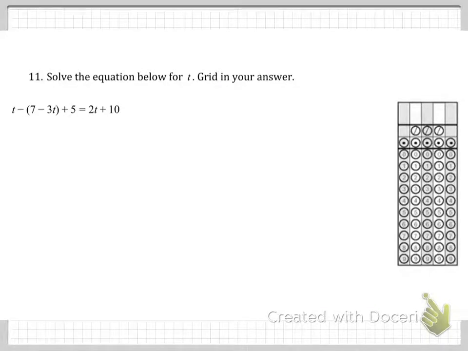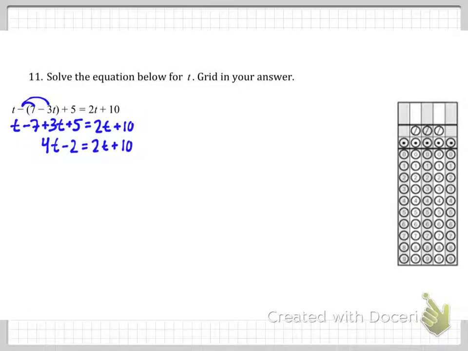Alright, next, solve the equation below for t. Grid in your answer. We're going to solve for t. I'm going to distribute the negative there. Make sure that negative goes to both the 7 and the negative 3t, so negative times a negative is positive 3t. And once you do that, the rest of this is fairly routine. Combine like terms, subtract the variable from one side, get the variable by itself, and you get t equals 6.